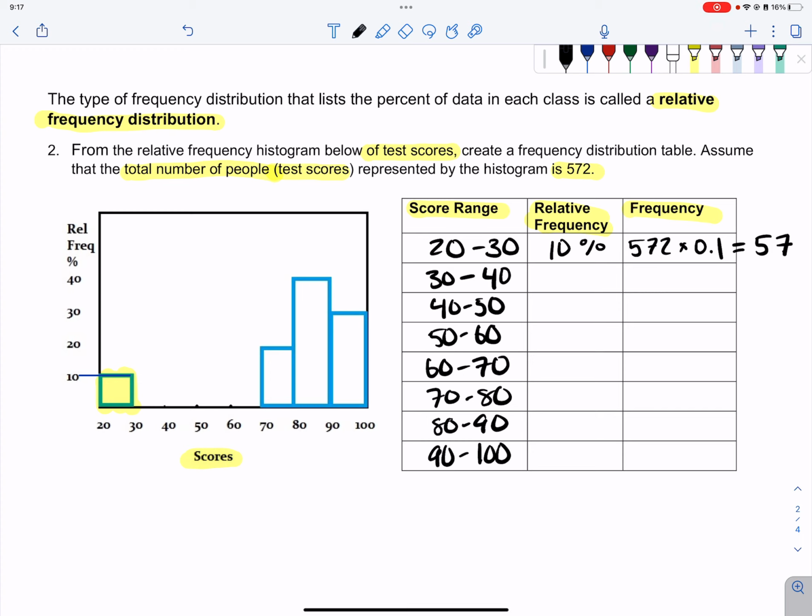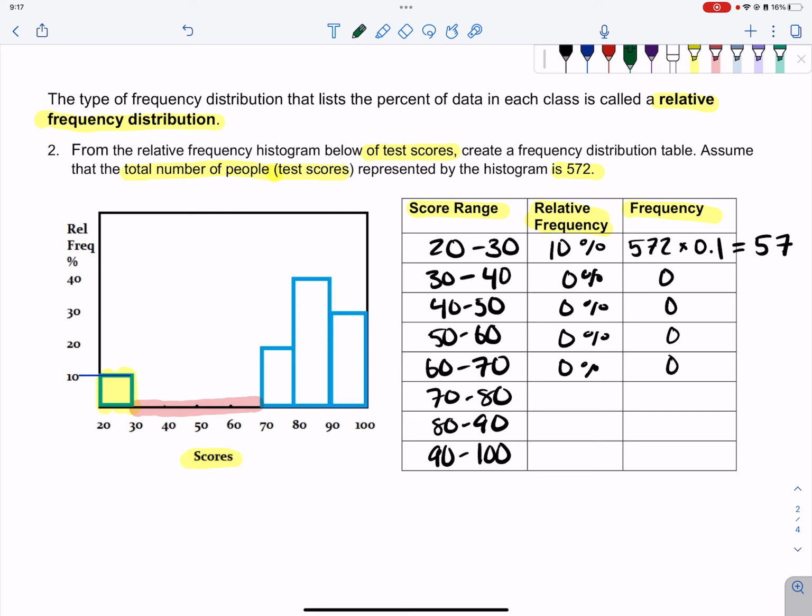And now for the next four ranges on here, we don't have a bar. It's completely flat from 30 to 70. So that means this relative frequency would be 0% for each of those. And now if 0% of the people got a score in those ranges, well then the frequency would just be 0. So if we take 0% times 572, that will be 0.